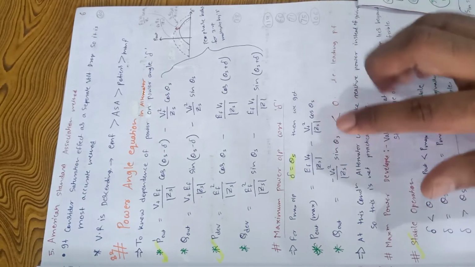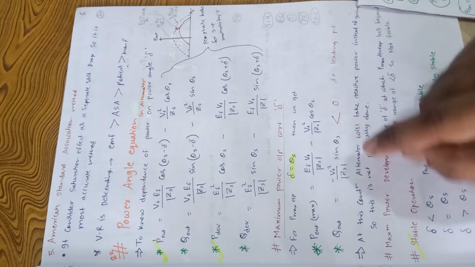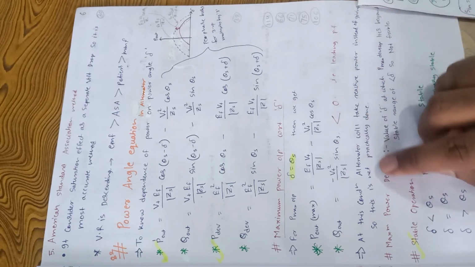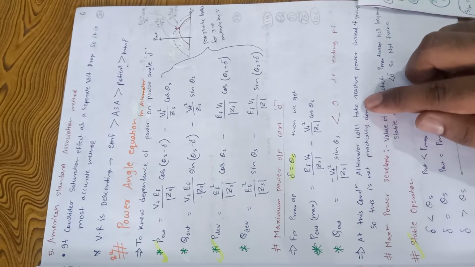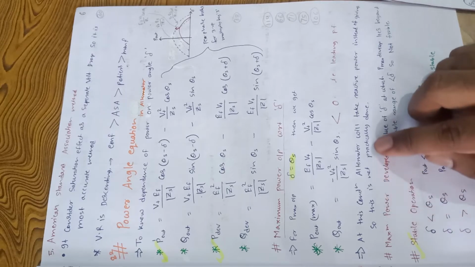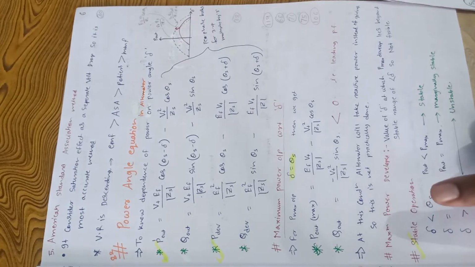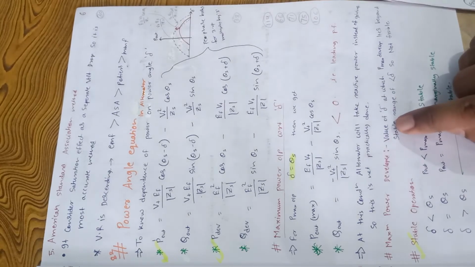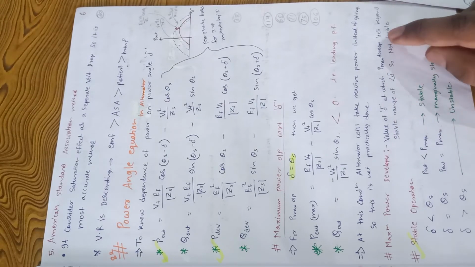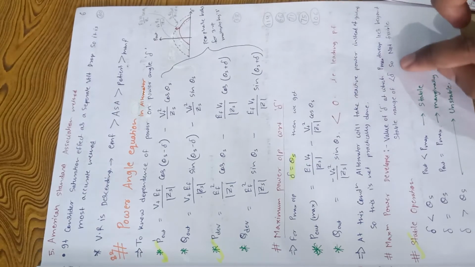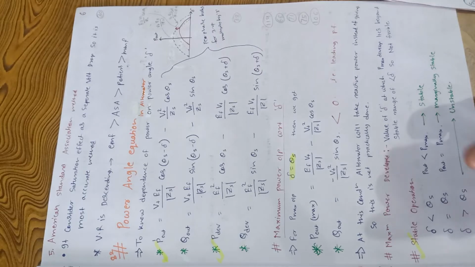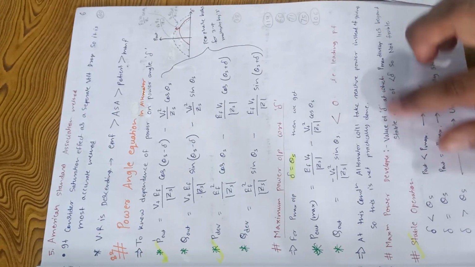So we do not do this because the machine is taking reactive power instead, but we need reactive power from the machine. At this condition the alternator will take reactive power instead of giving. So this condition is practically not done. And when we talk about maximum power developed in the alternator, the value of delta at which maximum power developed lies beyond the stable range of angle delta, so it is not feasible. Maximum power developed in the alternator is also not feasible because the value of delta comes beyond the stable range of delta. This is also not feasible.